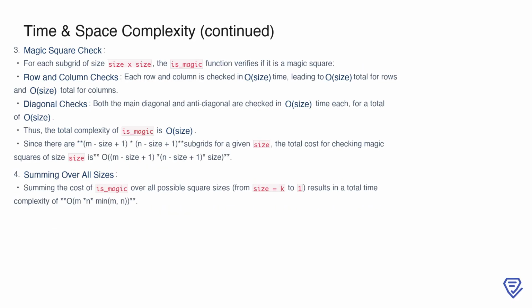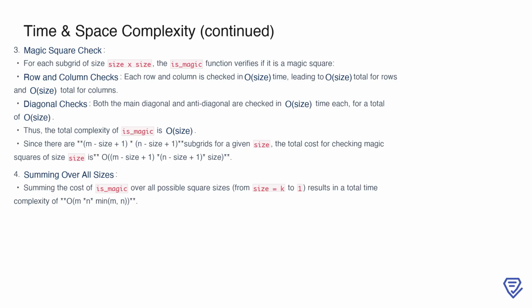Now, let's analyze the magic square check, which is the core of the algorithm. For each subgrid of size x size, the is_magic function verifies if the square is magic. This involves row and column checks, each taking O(size) time, and diagonal checks, which also take O(size) time. Together, this makes the complexity of is_magic O(size) for a single square.